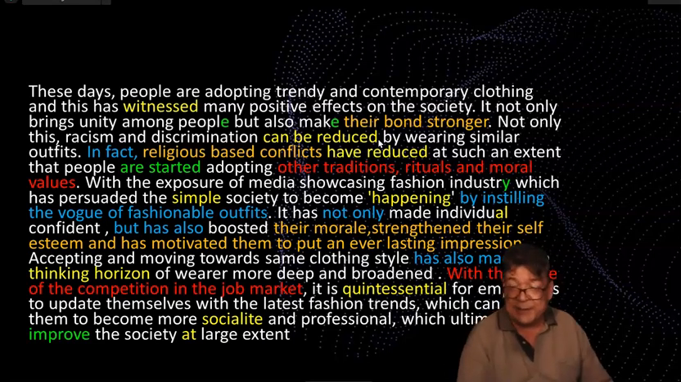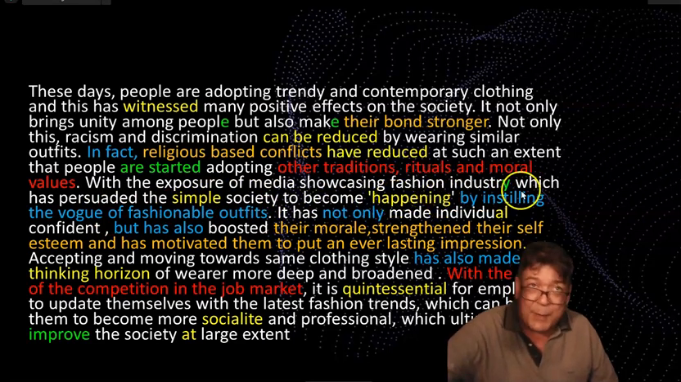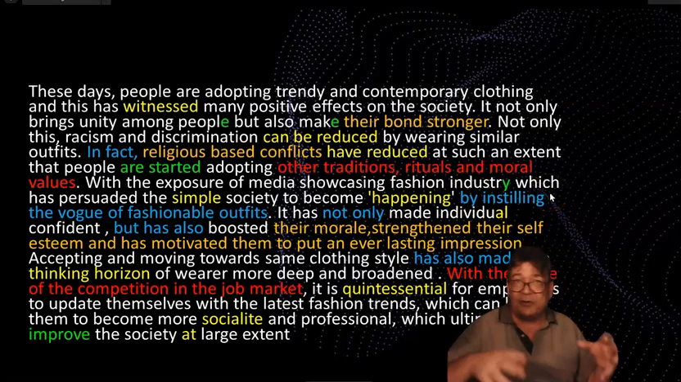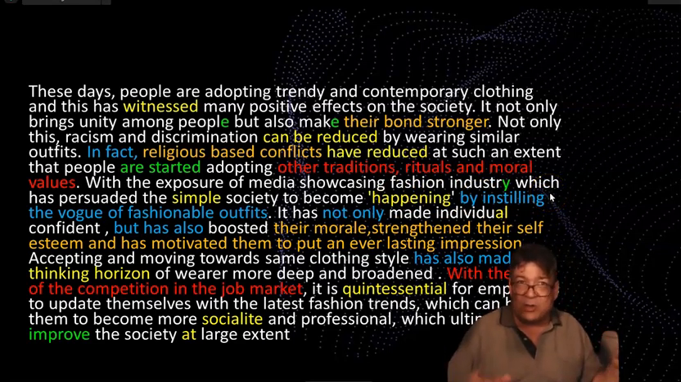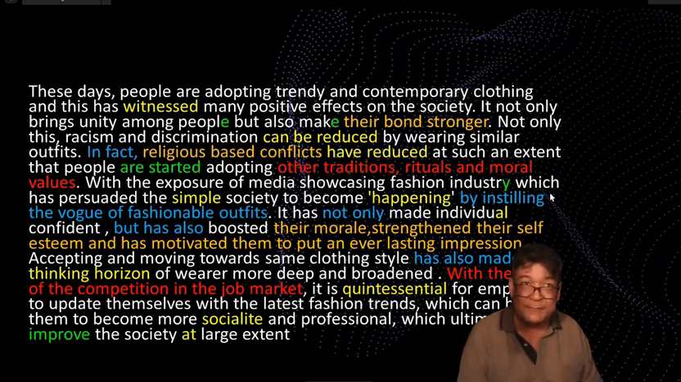You do this a lot. Okay, you use a subordinate clause here, which. Okay? With the exposure, that's clause 2. So with the exposure, that's not the beginning of a sentence. Which has persuaded the simple society to become happening by instilling. Okay, that's another clause. You got 3 clauses, 3 parts that go on to a sentence, but no sentence in the middle. It's like a sandwich with 3 pieces of bread and nothing in between. And again, now you're moving on to a different idea.